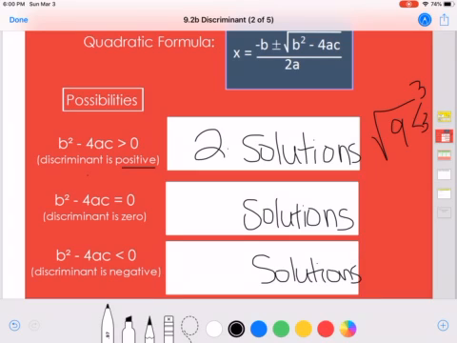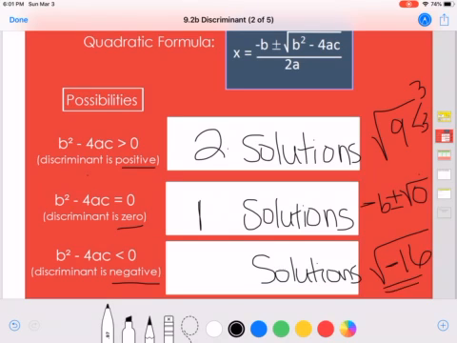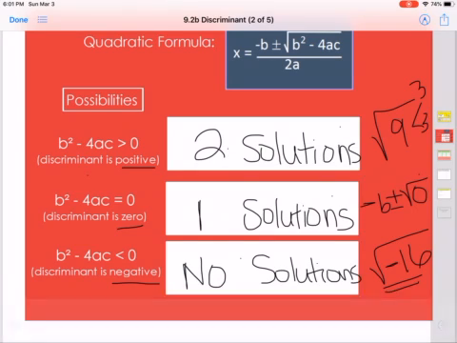If our discriminant is 0, then if you think about negative b plus or minus the square root of 0, well, that really just boils down to negative b plus or minus 0. Well, plus or minus 0 doesn't change anything, so we just have 1 solution when that discriminant is 0. The third case is if the discriminant is negative. So if you think about having a negative number under your square root, well, we've talked about that a lot, and that just means we have no solutions. So these possibilities, we could have 2 solutions, we could have 1 solution, or we could have no solutions. And that's what could happen. That's what our discriminant tells us.